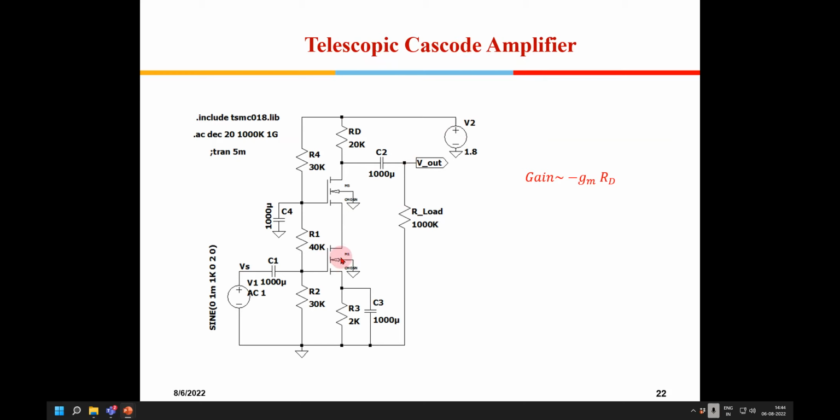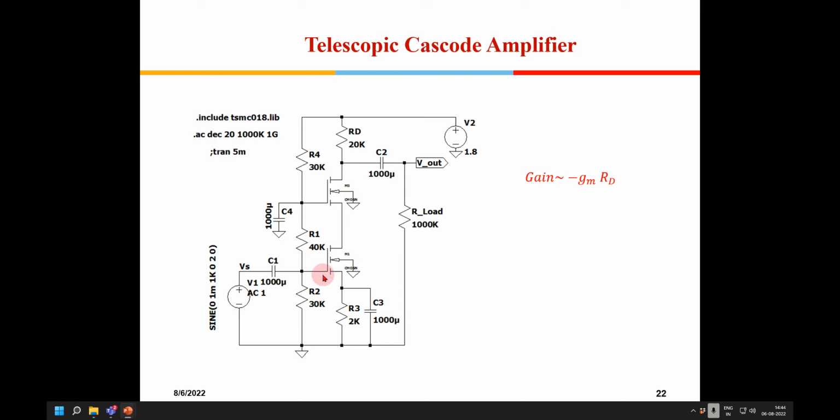So you see there is one amplifier, which is nothing but a CS amplifier. On top of that, you have one more NMOS. This bottom one acts like a CS amplifier. Here the gate is grounded, so this acts like a CG amplifier. So this is a CS amplifier, and on top there is a CG amplifier.